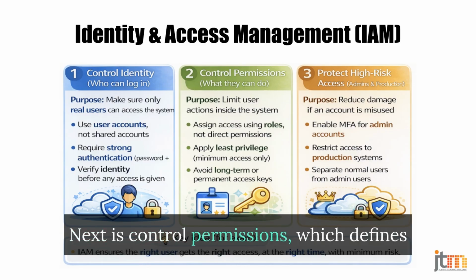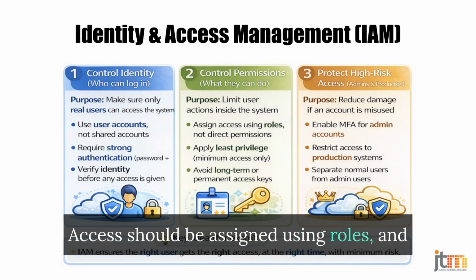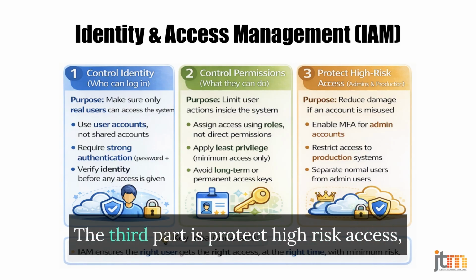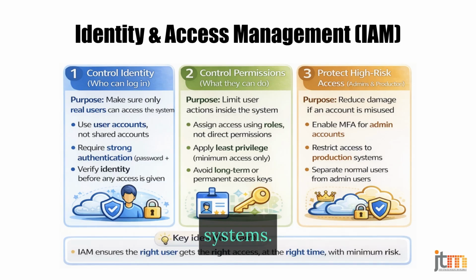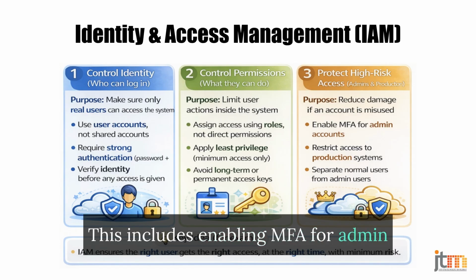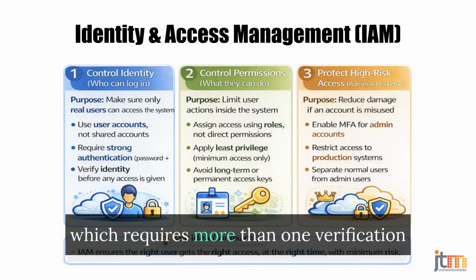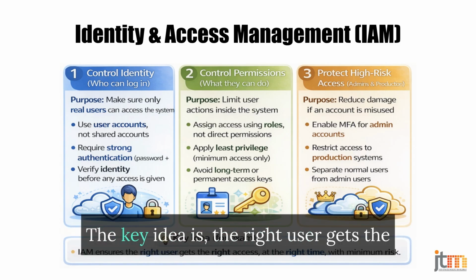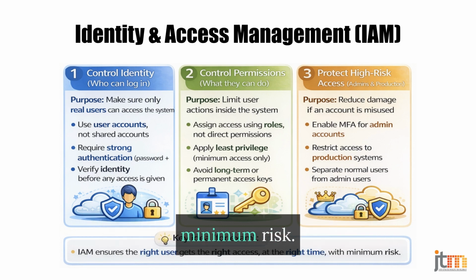Next is control permissions, which defines what users can do. Access should be assigned using roles, and we follow the least privilege principle, giving only the minimum access needed. The third part is protect high-risk access, especially for admin and production systems. This includes enabling MFA for admin accounts. MFA means multi-factor authentication, which requires more than one verification step, such as a password and a code sent to your phone. The key idea is, the right user gets the right access at the right time, with minimum risk.